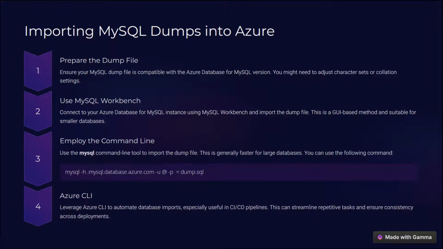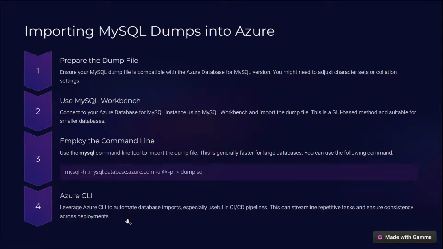I will explain how to import your data, but first there are some points. The first point is to prepare the file. If you have any app or website, first export your data, like a dump. First you create a dump. Then, using MySQL Workbench or the command line, there are many options to import your dump data. There are three options: you can use MySQL Workbench, the command line, or Azure CLI.